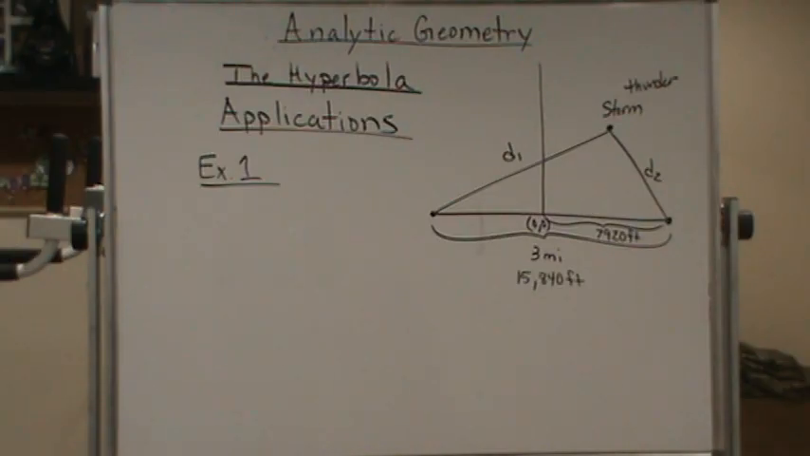the problem. It says, suppose that two people located 3 miles apart at points A and B hear a clap of thunder. The time difference between the sound heard at point A and the sound heard at point B is 10 seconds. If sound travels 1,100 feet per second, find an equation of the hyperbola where the foci are at A and B, on which the point of origination of the sound must lie. Okay?